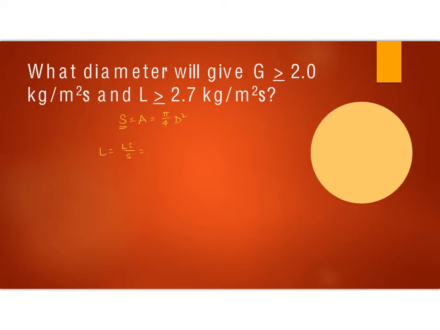is going to be my value of 15 over pi over 4 d squared, and G is equal to 13.133 over pi over 4 d squared, and play with the d values until you get both of these conditions to be true. So when I did this, what I found is that a diameter of 2.6 meters gave a cross-sectional area of 5.309 square meters. And based on this, L is 2.825 kilograms per meter square second, and G is equal to 2.474 kilograms per meter square second. So both are satisfied.